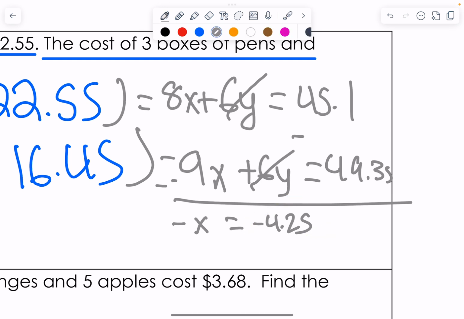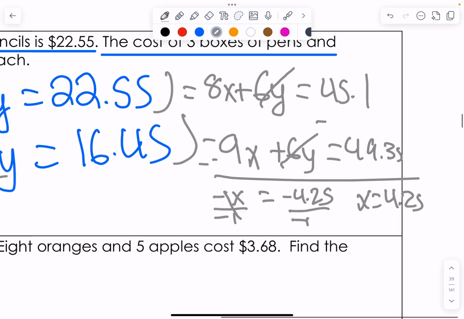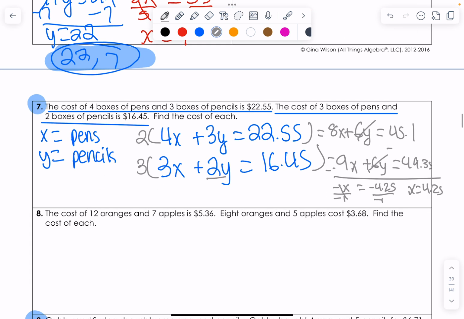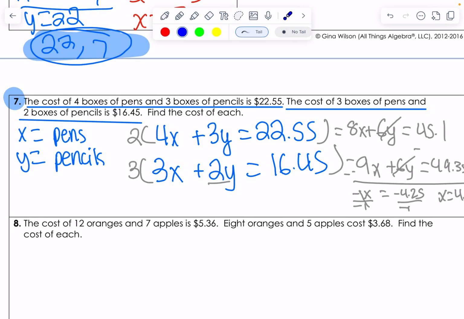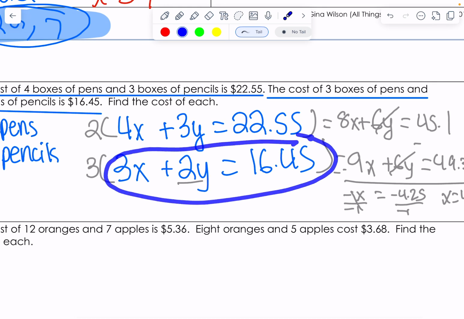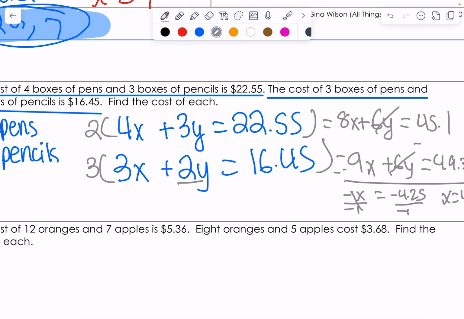From there, x is not by itself, but I can divide by negative 1 on both sides and find that x is 4.25. Or in this case, each box of pens, what we said x was, is $4.25. That's what we've now found. So let's use that information and plug it back in to find the actual cost per box of pencils, aka the y value. And so I'm going to pick the bottom equation because it looks easier to do math with.